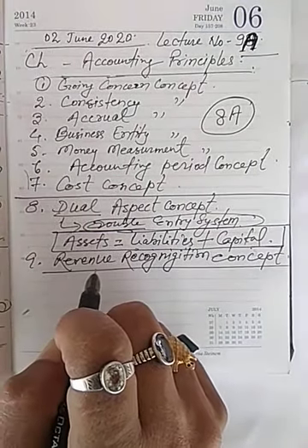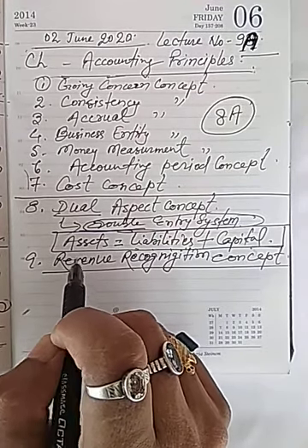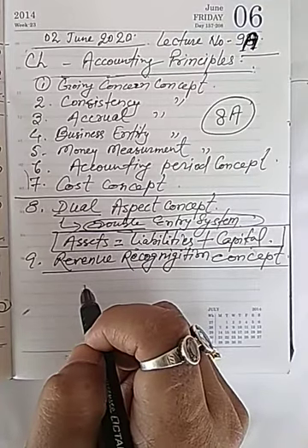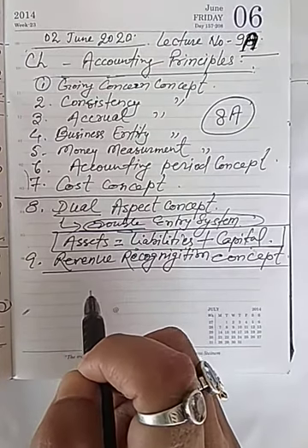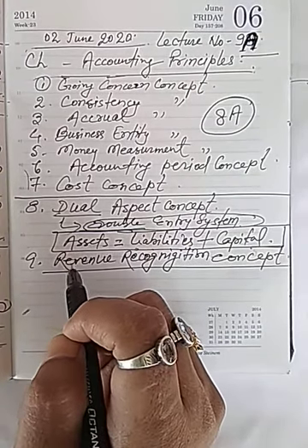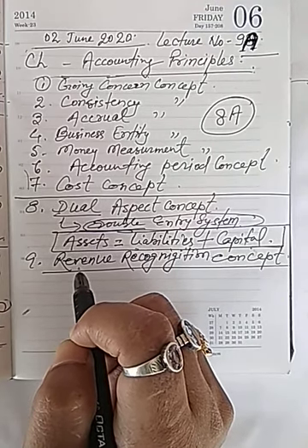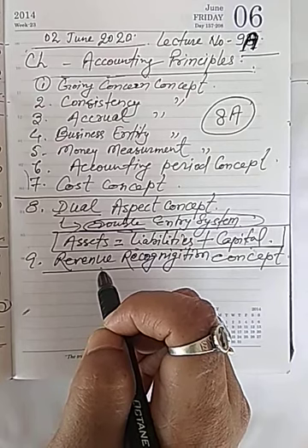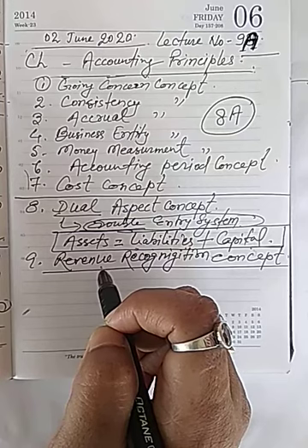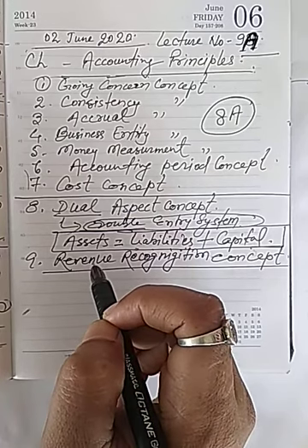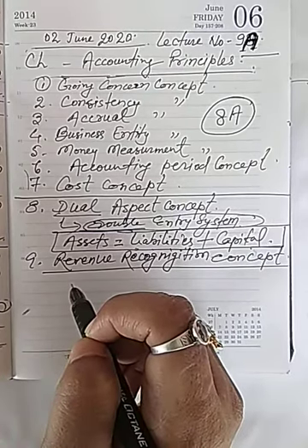Revenue is deemed to be realized when the title or the ownership of the goods has been transferred to the purchaser, and when he has legally become liable to pay the amount. It should be remembered that revenue recognition is not related with the receipt of cash.